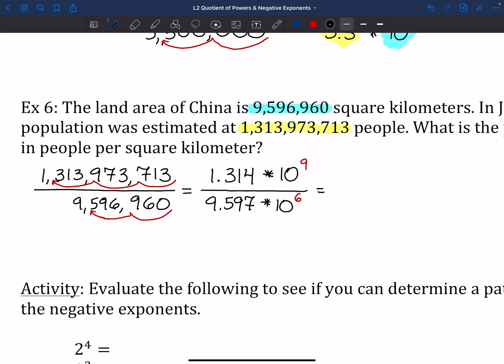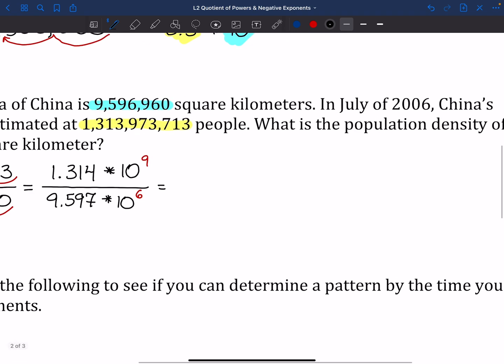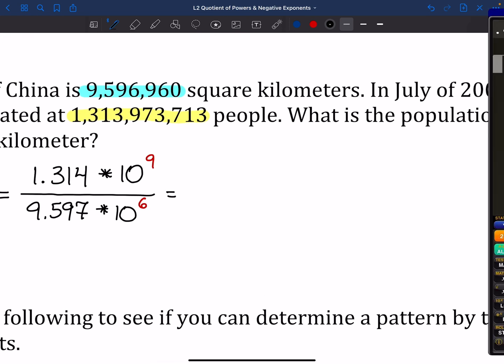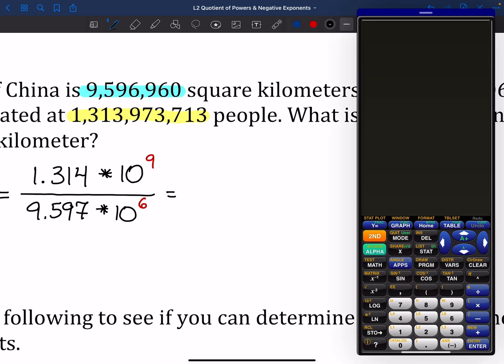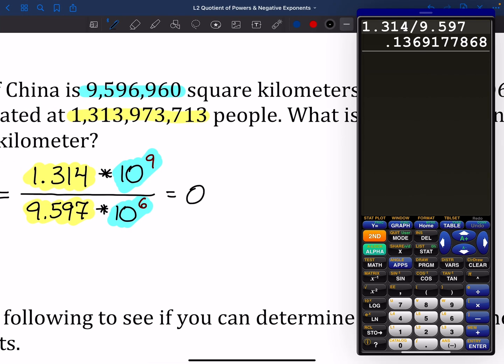And again, this is where our calculator is going to be nice. I don't want to do that in my head or by hand. So we're going to do the same thing on the last one. We've got this yellow piece that we're going to divide by this other yellow piece because they kind of match up. They're both nasty decimals. Then we've got these blue pieces that match up. They both have 10 to a power. So 1.314 divided by 9.597. Whew, yeah, I don't want to get that on my own. That's going to be 0.137, let's call it.